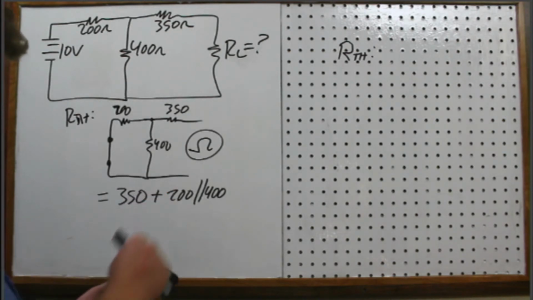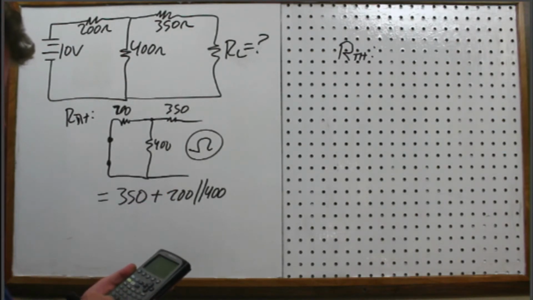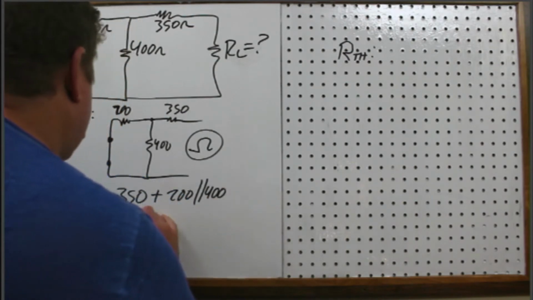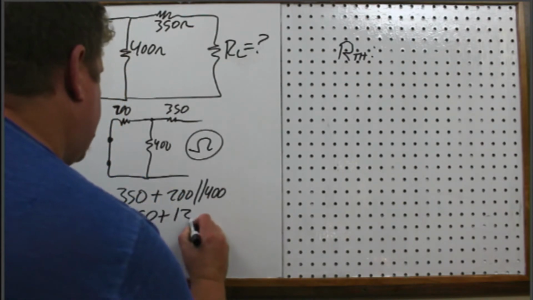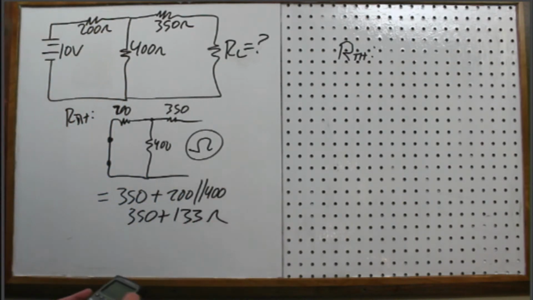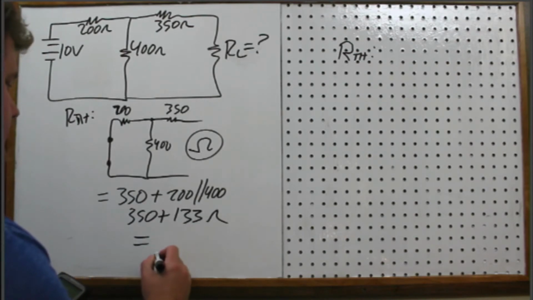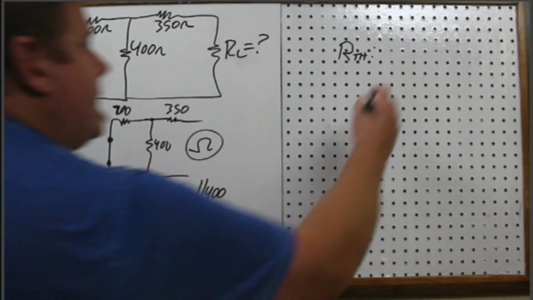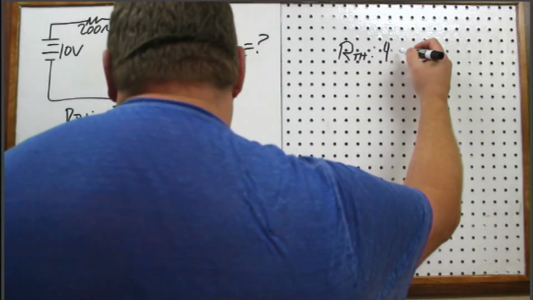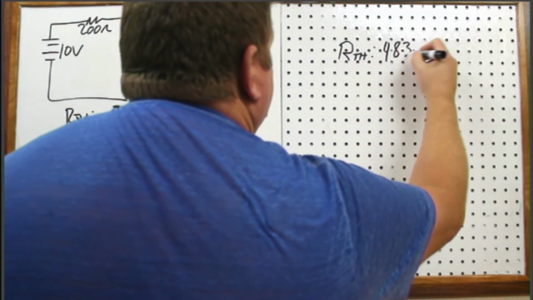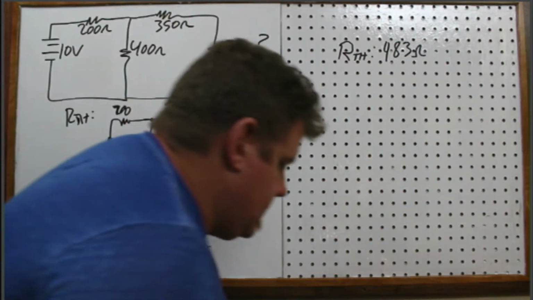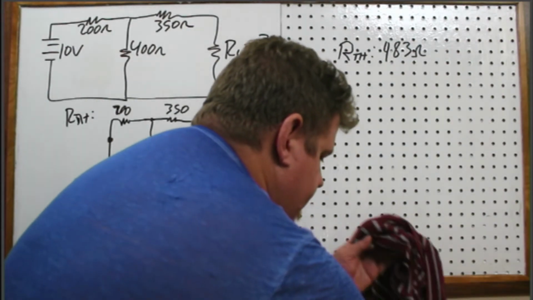Let's do this calculation first: 1 divided by 200 plus 1 divided by 400, and take the whole thing to the -1. I get 133. So 350 plus 133 gives us 483 ohms. That is our RTH, 483 ohms. All right, now we want to find VTH.